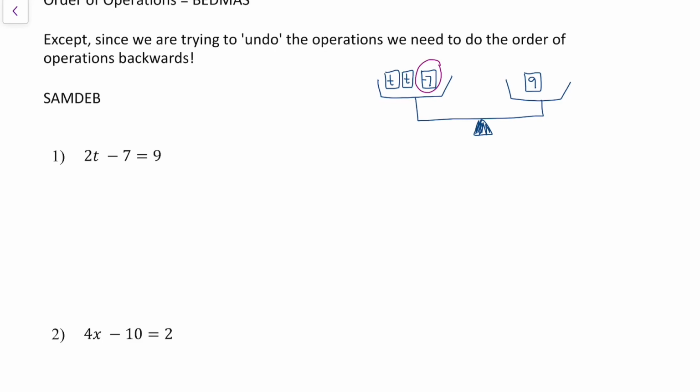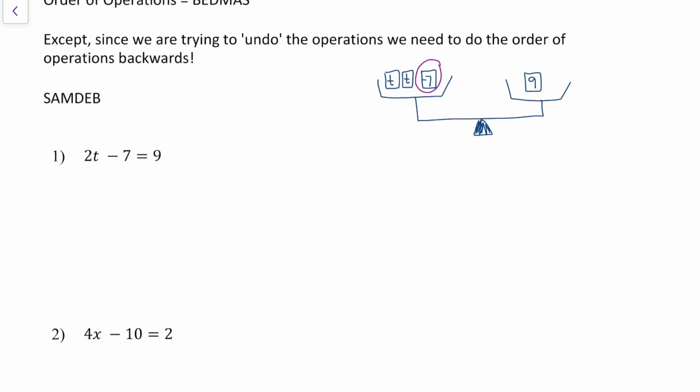I can't divide by 2 here to figure out what each T is worth because I still have that -7 block in the way. And so we're going to undo our order of operations, getting rid of any addition or subtraction first, and then we can do multiplication or division, exponents, and then brackets. So let's look at 2t minus 7 equals 9, like I've drawn here on the scale.